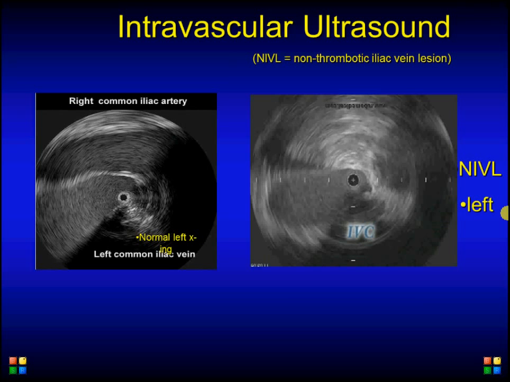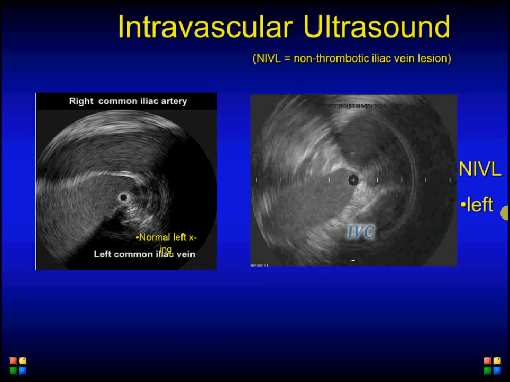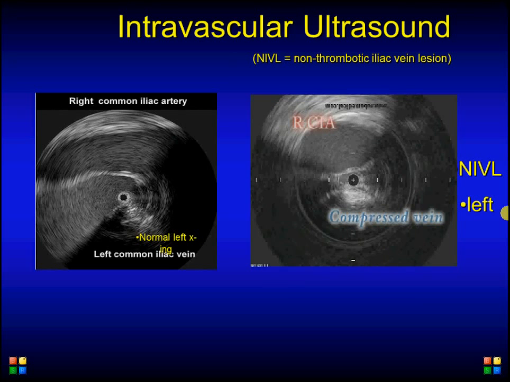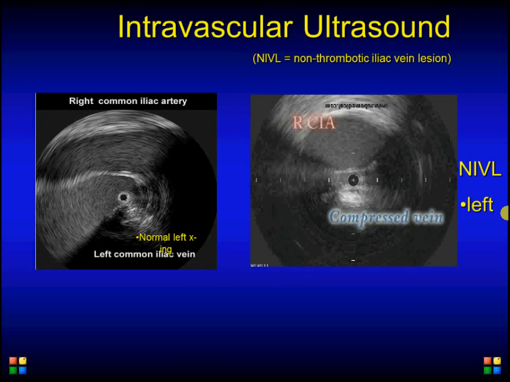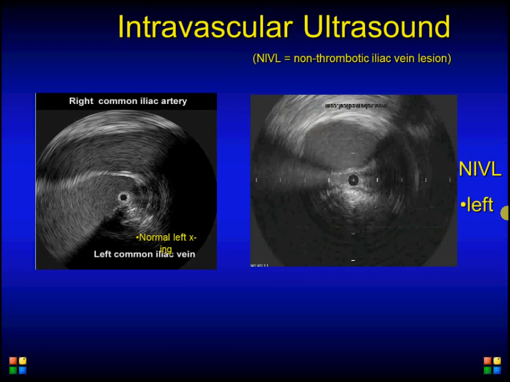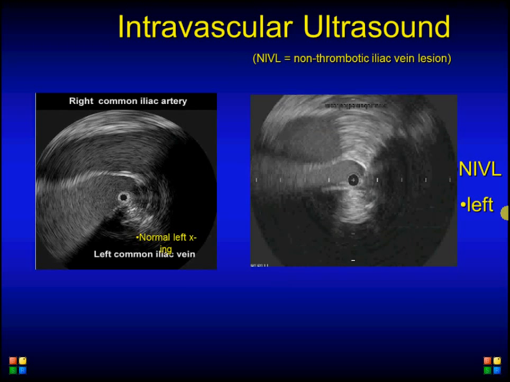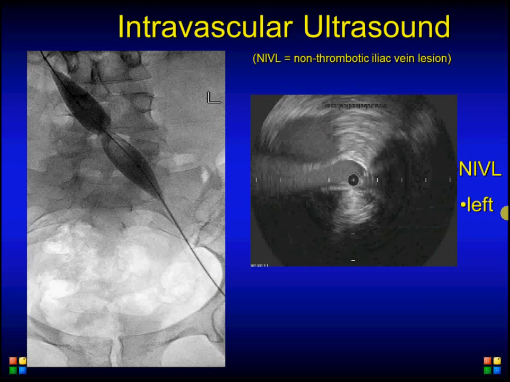If you look at the right side now, you can see the artery comes over and compresses the vein. And you can see how significant a compression that is versus that. And when you put a balloon in there, this is the kind of waisting that you will get.